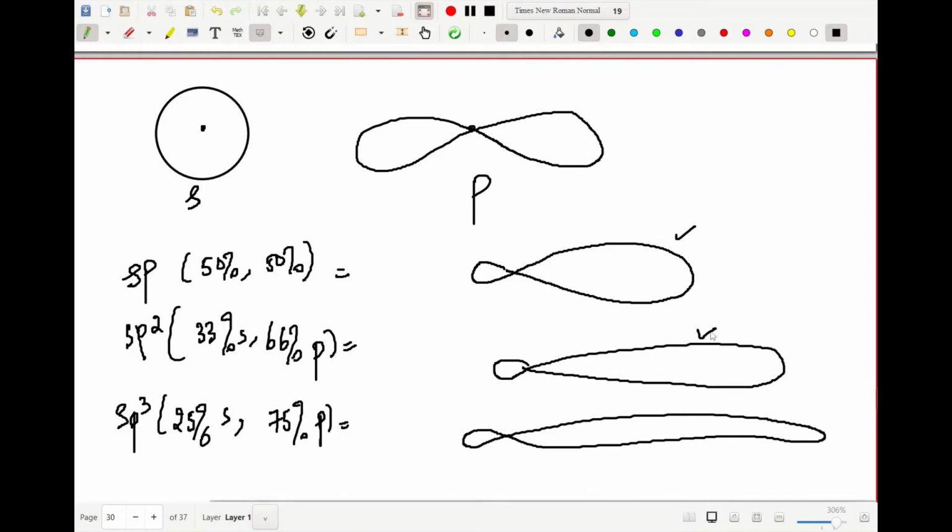This is what my sp2 hybridized orbital looks like, which has more p character and a little less s character, whereas this is what my sp3 hybridized orbital looks like, which has maximum p character and very little s character. Okay, so maximum s character is that of the sp hybridized orbital, and minimum is of the sp3 hybridized orbital.